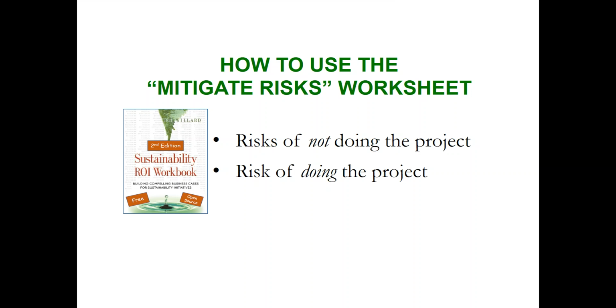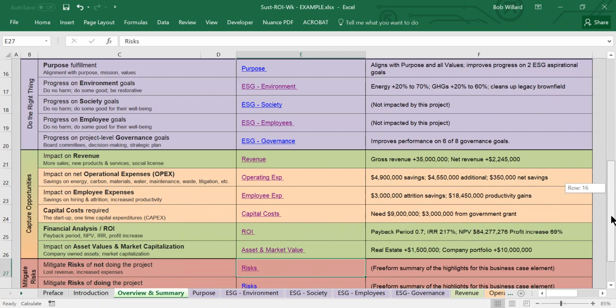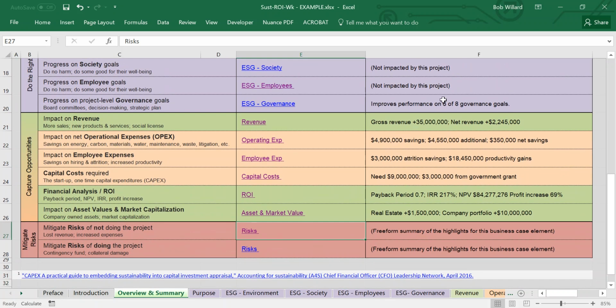The final two things we want to look at in the business case are the risks of not doing the project and the risk of doing the project. Just to review where we are, we're on the overview and summary worksheet, in the business case summary table, and we've already gone through the do the right thing calculations, and we've got summaries of the highlights of each of those explorations of that business case element.